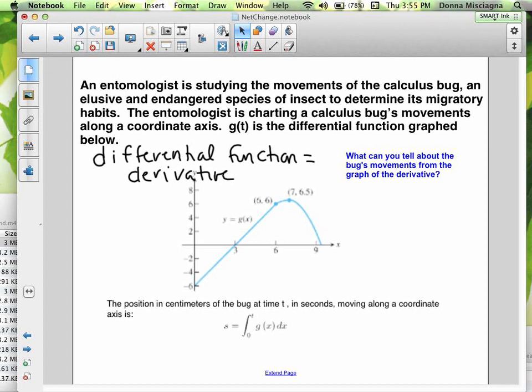So the position in centimeters of the bug at time t in seconds moving along a coordinate axis is s equals the integral from 0 to t of g of x dx. In other words, if we integrate our velocity, we'll have the position function minus a constant.